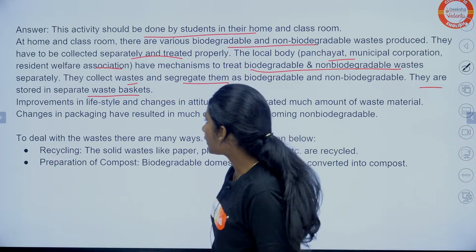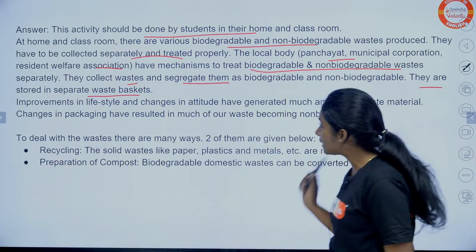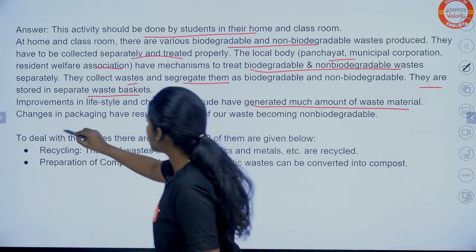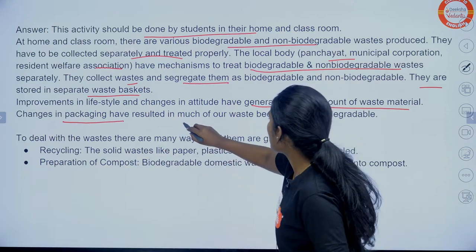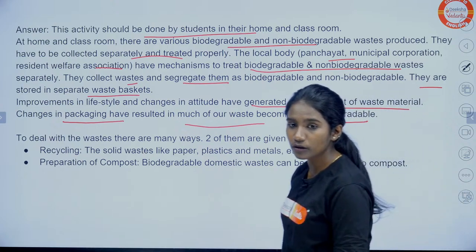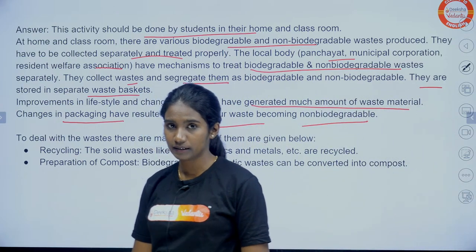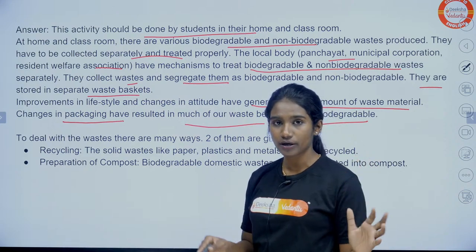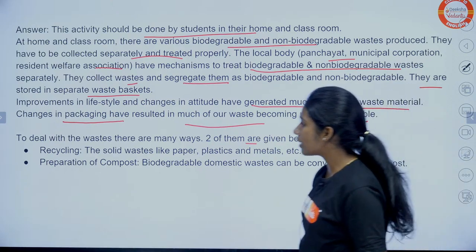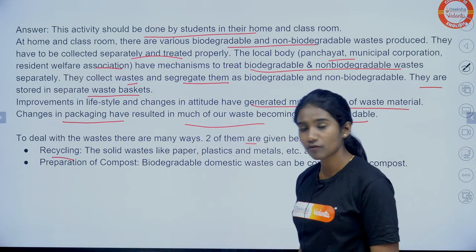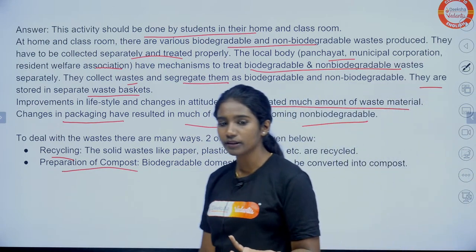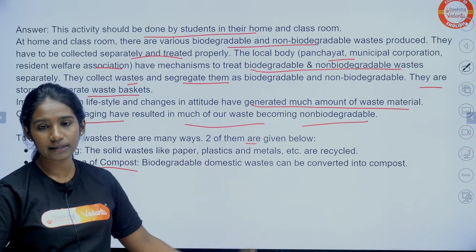Okay. Clear with that? Now, the improvement in lifestyle and change in attitude have generated a large amount of waste material. Like changes in packing have resulted in much of the waste becoming non-biodegradable. That's why now we can use biodegradable plastics. In older days, that opportunity was not there, right? So now how can we deal with this waste? There are two methods. One is, like I told you, recycling. And the other one is preparation of compost. From biodegradable waste, you can prepare manure and all that. Non-biodegradable waste, you can recycle.